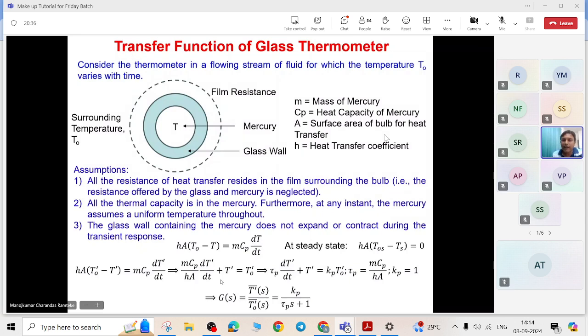And if we write this expression in a steady state, that becomes HA (T naught S minus Ts) equals 0. If I subtract this steady state equation from this, we get the expression in a deviation form, which is nothing but HA (T naught dash minus T dash) equals mCp dT dash by dt. And this mCp by HA, we denote as tau p. So the equation becomes tau p dT dash by dt plus T dash equals Kp T naught dash.